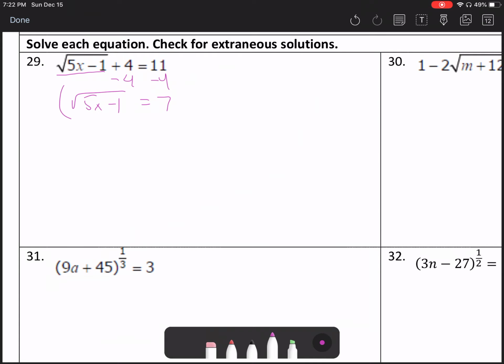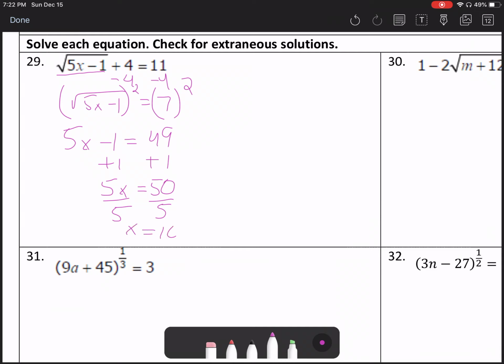The opposite of taking the square root is actually squaring it, and so we do that to each side. So we end up with 5x minus 1 is simply equal to 49. I add 1, I add 1. 5x is equal to 50. Divide by 5, and x is equal to 10.